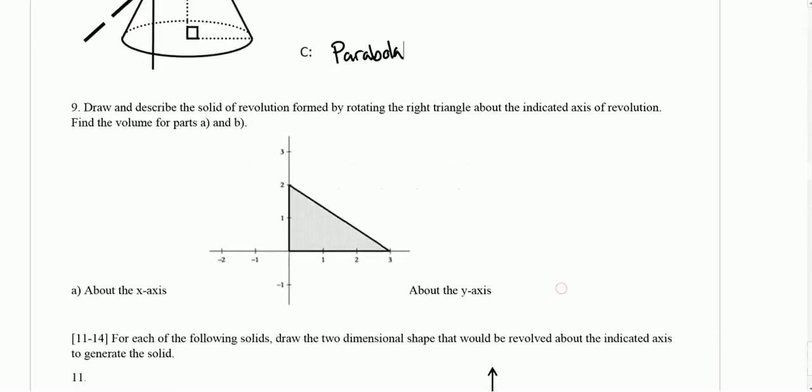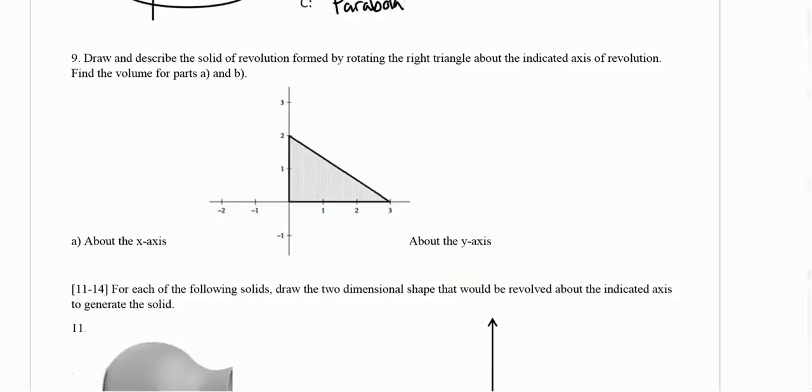Number 9, we're asked to draw and describe the solid of revolution formed by rotating the right triangle about the cylindrical axis of revolution. Find the volume for parts A and B. So for part A, we're going to revolve it around the x-axis. Here's the x-axis. So you've got to picture it hinged to the x-axis, and so it begins to circle around.